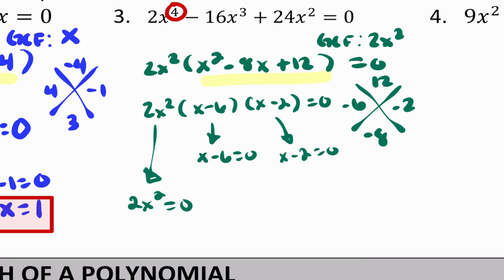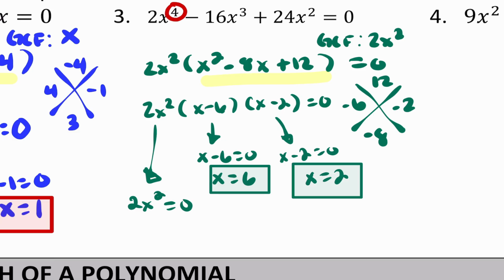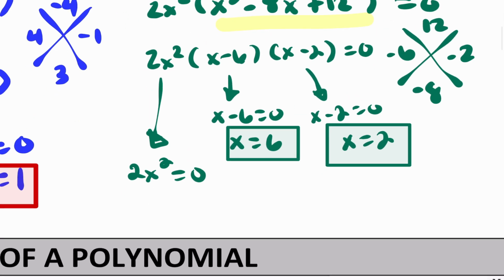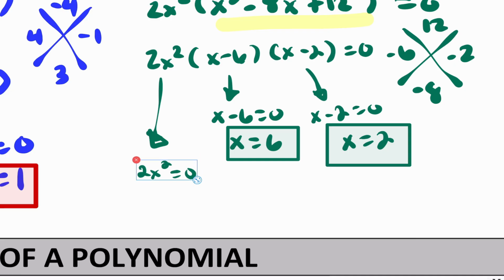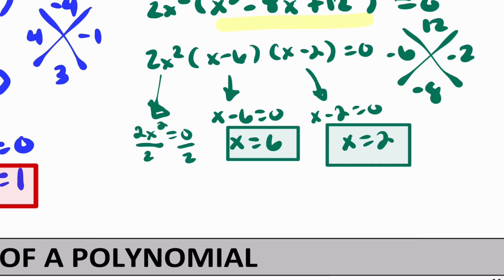So x minus 6 equal to 0 is x equals 6. That's one of our roots. x minus 2 equals 0 is x equals 2. That is another root. And then here we have 2x squared equal to 0. We need to make sure that we get the x squared by itself, okay? So let's see what I can do here. I just want to have a bit more room to do this. All right, so I got to divide both sides by 2. So x squared is equal to 0.